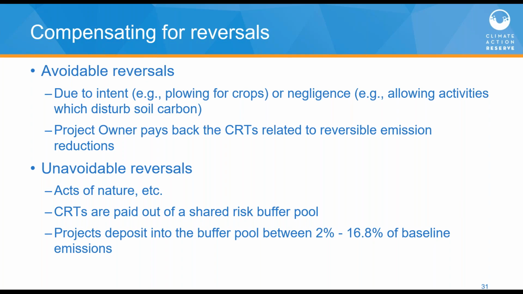Unavoidable reversals would be acts of nature. There's a buffer pool, so every time the project goes through verification, we assess the risk of unavoidable reversals, and you pay a percentage of your credits into this shared risk buffer pool that's shared with all the other grassland projects. That risk ranges from 2% to about 16.8%, depending on the characteristics of the projects. We don't expect to see a lot of unavoidable reversal risk with grassland projects. For example, if you saw a fire come through the grassland area, that still is not expected to affect the below ground soil carbon pools, so it's not a reversal.